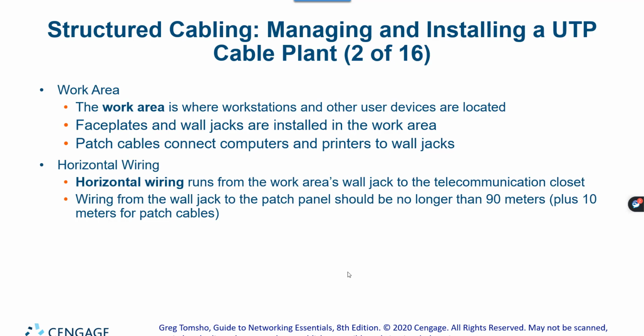So remember, work area is where the workstations and other devices are located. You have wall jacks in there, and we use patch cables. So work area is where the general public or the employees are going to be. Remember that horizontal wiring runs from the work area's wall jack to the closet. According to the specification, the patch cable should be no longer than 10 meters. And then the wiring inside the ceiling and walls, the horizontal wiring, should be no longer than 90 meters. If you add those together, you get 100 meters, which is the maximum run for Ethernet.